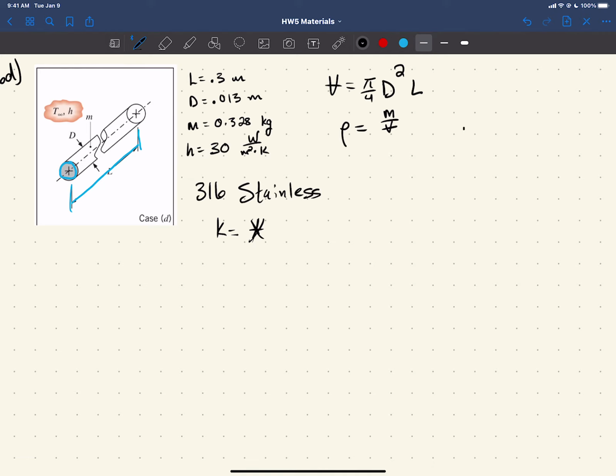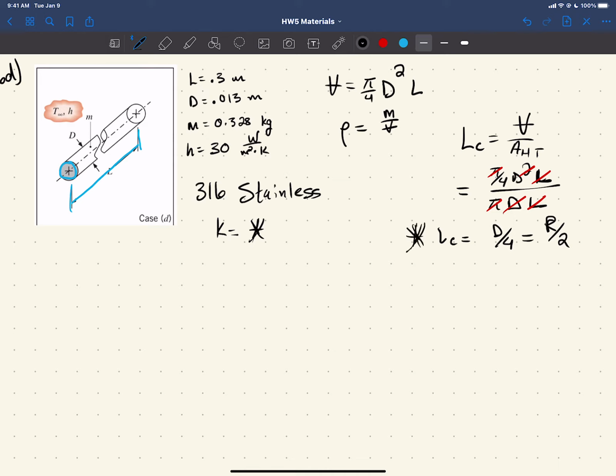Then remember, LC is big V over AHT. So this is pi over 4 D squared L, and the surface area is just the perimeter of that cross-sectional circle times the whole length, so a pi big D L. The L's cancel, the pi's cancel, the D squared cancels, and you get L sub C equal to D over 4, which is R over 2 in terms of the radius.